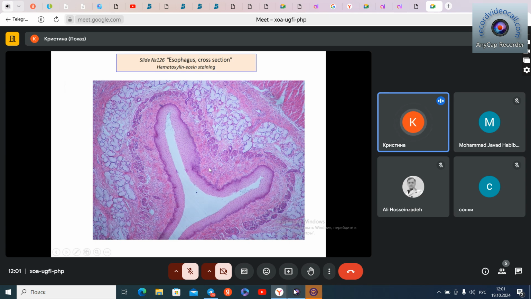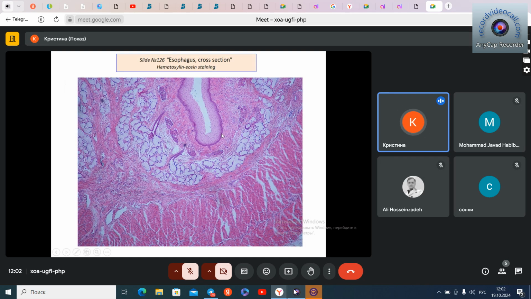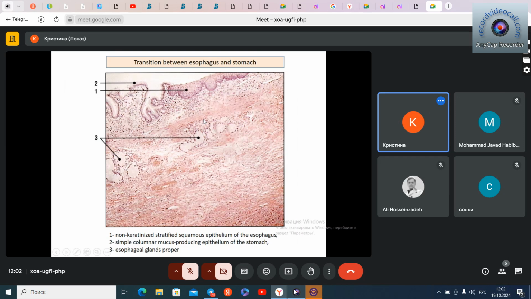Mucosa from the surface of epithelium till the lamina muscularis, then submucosa, then muscularis. Here we see very well how the secretory portions go into the ducts, and ducts should lead to the surface of the epithelium.